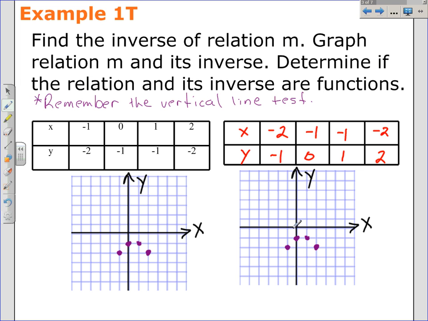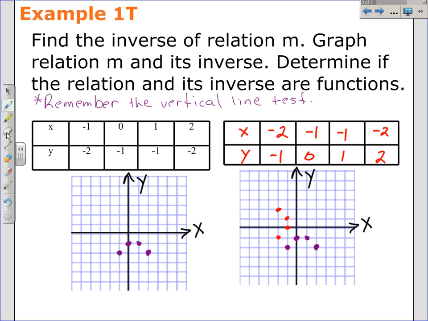Which is going to be the first ordered pair -2, -1. The second ordered pair -1 and 0. The third ordered pair -1 and +1. And the fourth ordered pair -2 and 2.